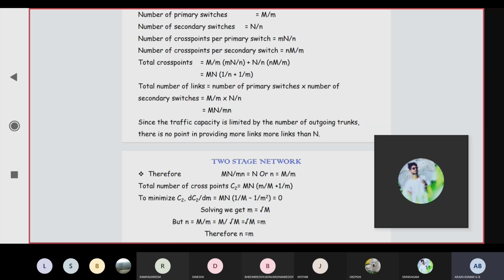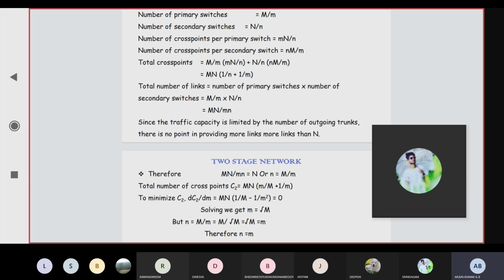Then the total number of cross points. Total number of cross points is equal to what? We know that it is capital MN into 1 by n plus 1 by m. Now you substitute n is equal to M by m. We know that the total cross point is equal to MN into 1 by small n plus 1 by small m. Here you substitute small n is equal to capital M by m. Then cross point C2 is equal to MN, capital MN into small m divided by capital M plus 1 by m.